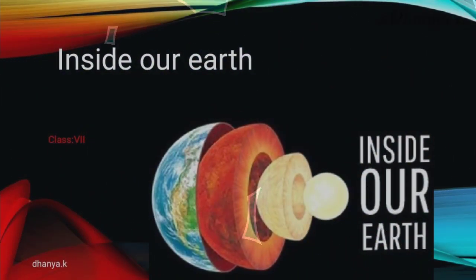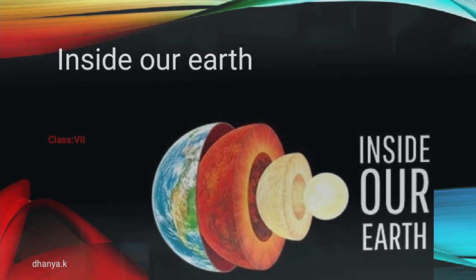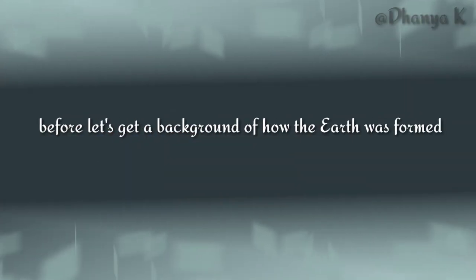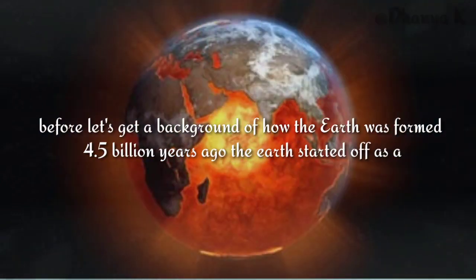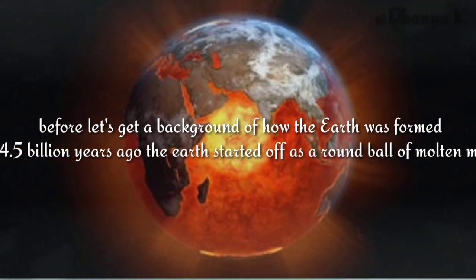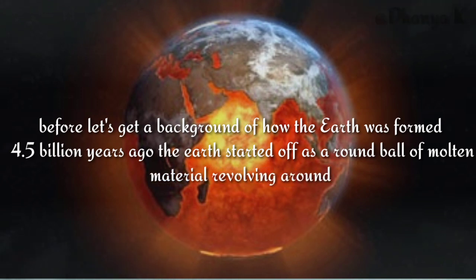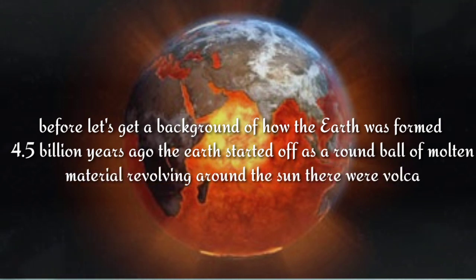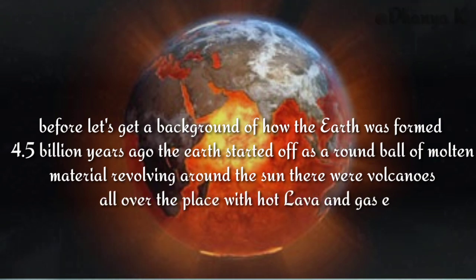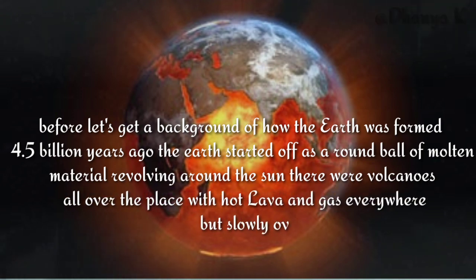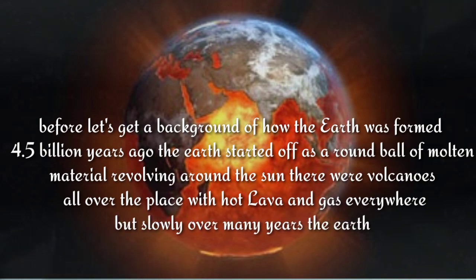In this module, you will learn about the internal structure of the earth. Before, let's get a background of how the earth was formed. 4.5 billion years ago, the earth started off as a round ball of molten material revolving around the sun. There were volcanoes all over the place with hot lava and gas everywhere. But slowly, over many years, the earth started to cool down.